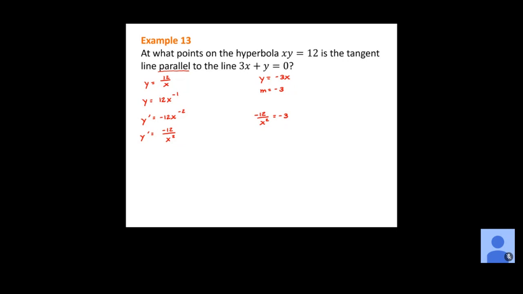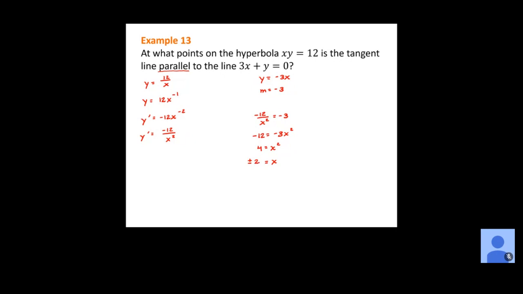Good. Multiply by x squared on both sides, so that'll leave us with negative 12 equals negative 3x squared. Now we can divide by the negative 3. That should give us 4 equals x squared. And then what? Take our square root. And so what are we going to get for our x this time? Plus or minus 2. Good.